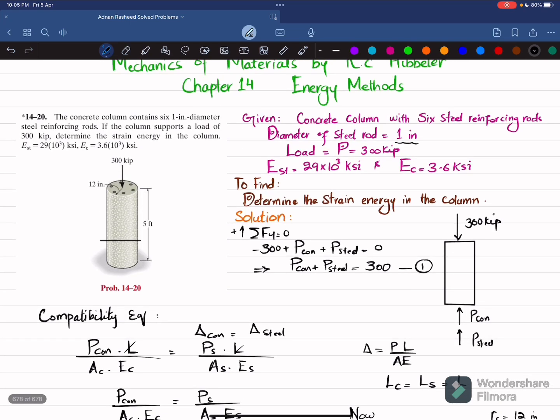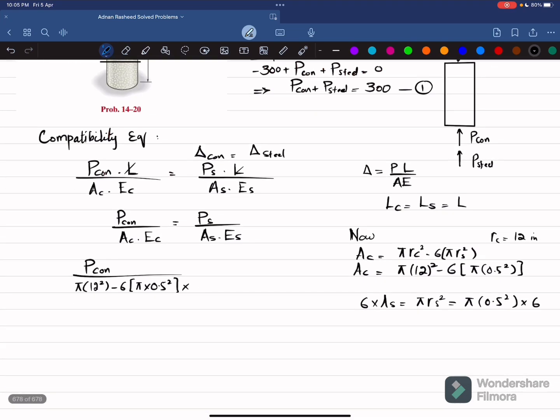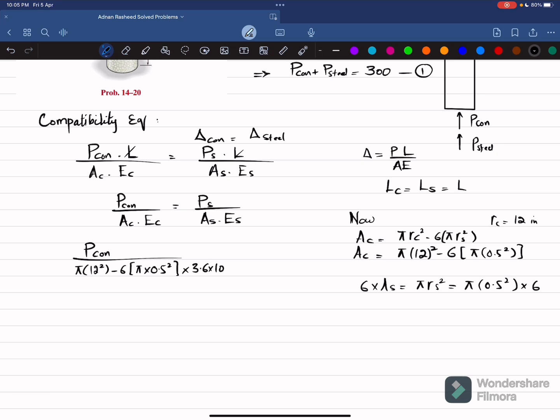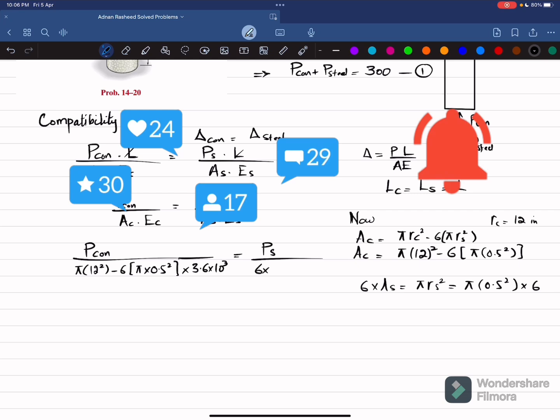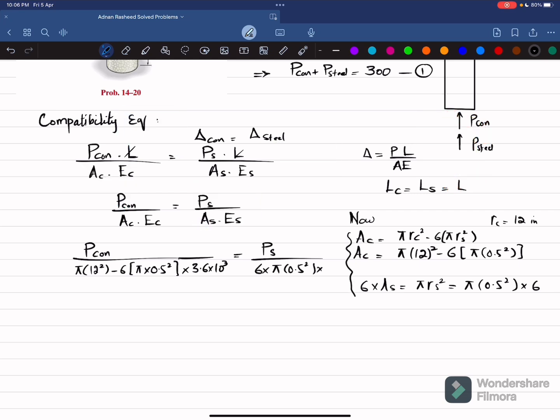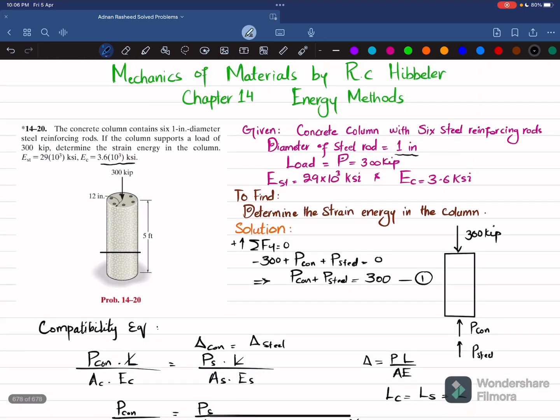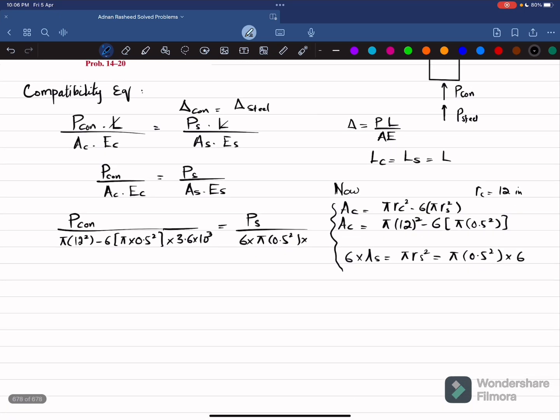Multiply by E of concrete, which is 3.6 into 10 to the power 3. That will be equal to P of steel divided by area of steel, which is 6 into pi into 0.5 square. And E of steel is also given as 29 into 10 to the power 3 KSI. So I will write 29 into 10 to the power 3 KSI.